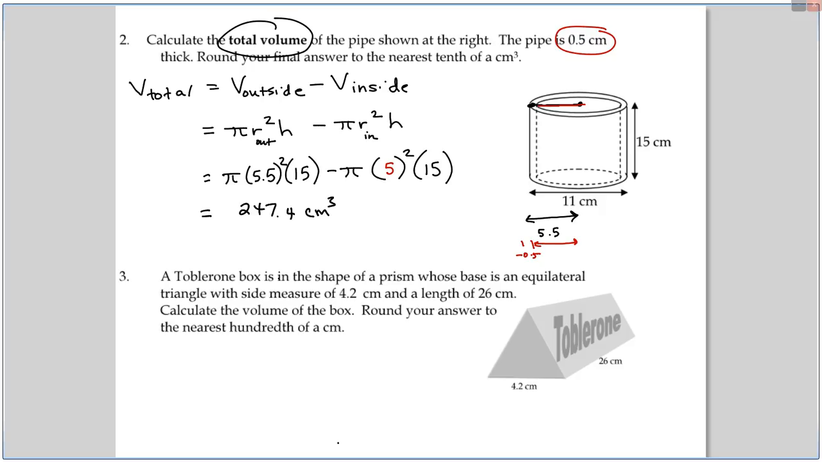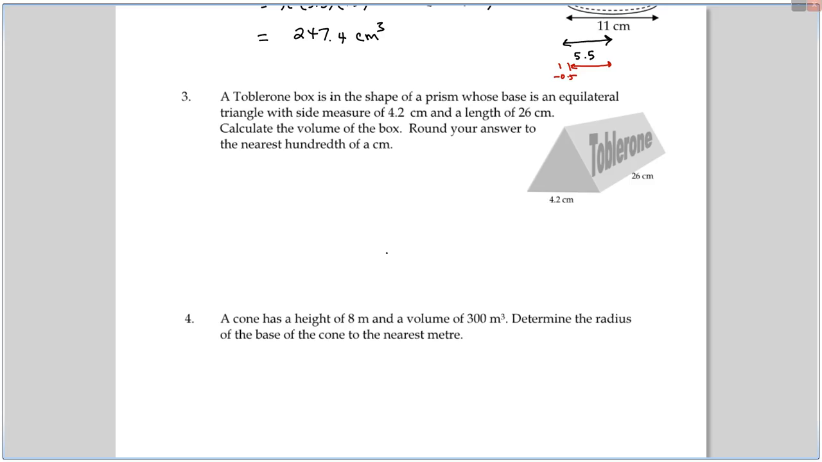Okay, the next question is a famous Toblerone bar. It is in the shape of like a tent. What do they call this shape? It's a prism, and the base is a triangle, so triangular prism. Is triangular prism on your formula sheet? No. Okay, so in general, for all prisms, I'm going to write this down. For all prisms, volume equals area of the base times the height. Okay, so if it was a rectangular prism, it'd be LWH.